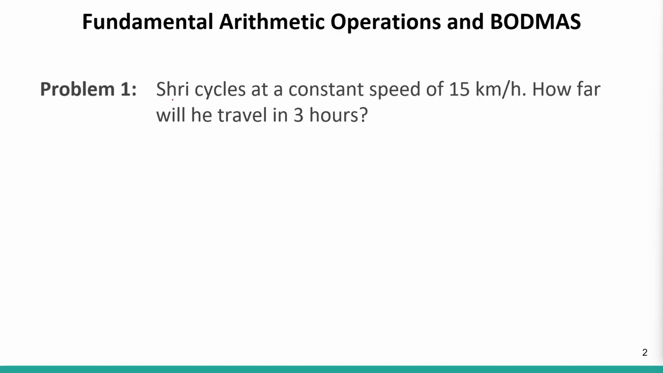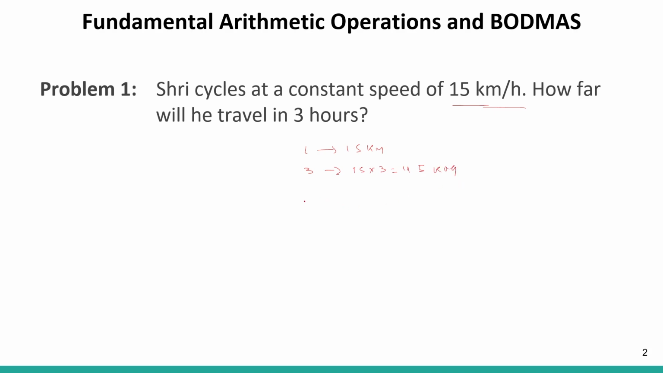Sri cycles at a constant speed of 15 km per hour. So the cycling speed of Sri is 15 km per hour. How far will he travel in 3 hours? In 1 hour, 15 km. So in 3 hours, 15 into 3, that is equal to 45 km.